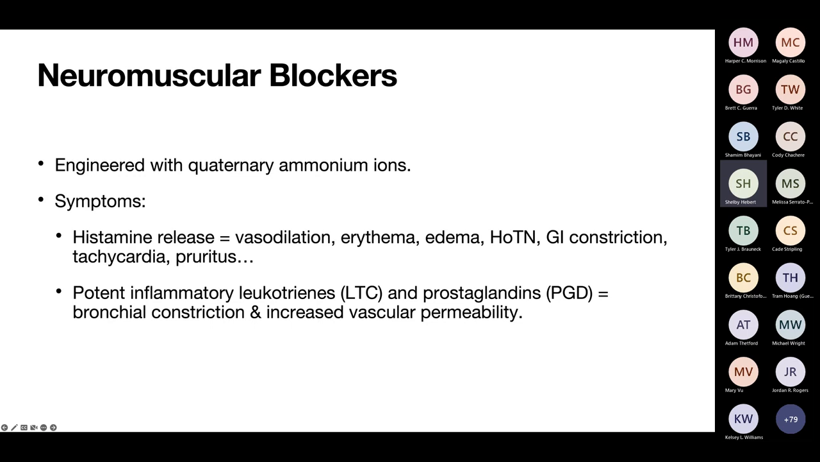Why do muscle relaxants cause the problem? They're engineered with quaternary ammonium ions. And generally what happens is you have a histamine release, they vasodilate, you get erythema, you get edema, they become hypotensive. You may get some gut constriction, tachycardia, they may develop some pruritus, and you start to have a release of the inflammatory leukotrienes and the prostaglandins, which result in bronchial constriction and increased vascular permeability.